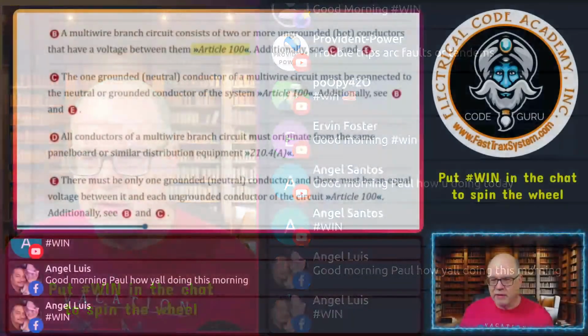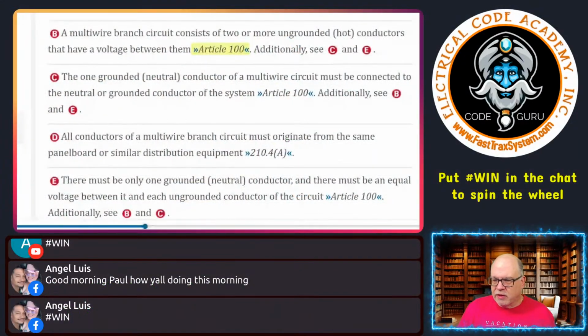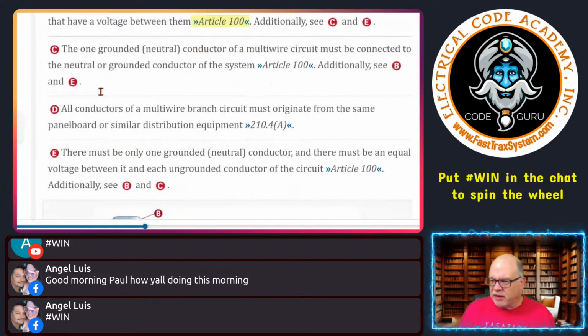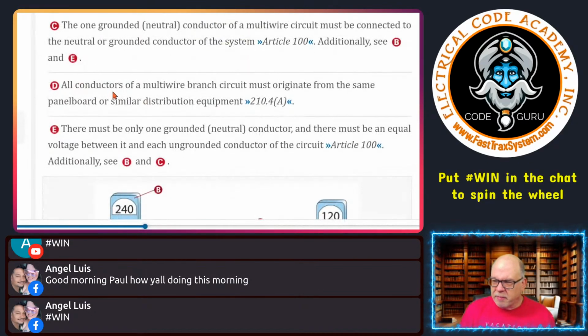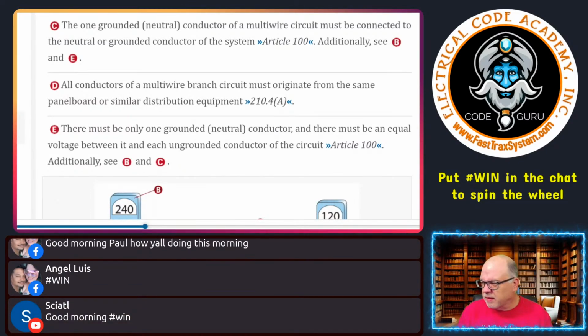All right, let's go back here. All right, let's see here. All right, so that was that one. Now, it says all conductors of a multi-wire branch circuit must originate from the same panel board or similar distribution equipment. So that is 210.4(A) that talks about that. So now we're talking about 210. So we're talking about branch circuits, and there's some things that we'll cover in 210 about the various things about branch circuits. So let me go on and get that kind of queued up right here for us so that we got it. All right.